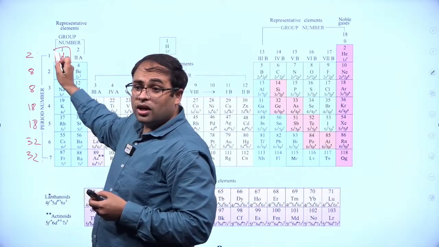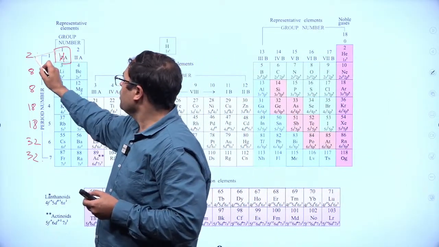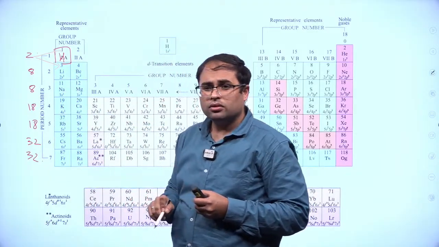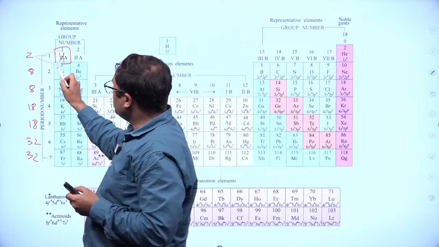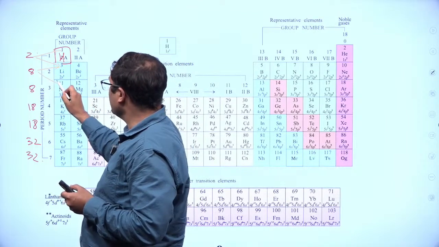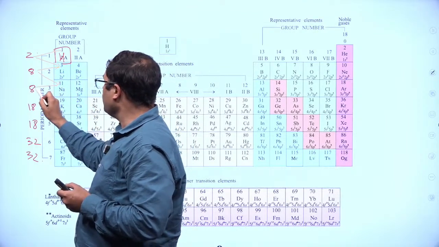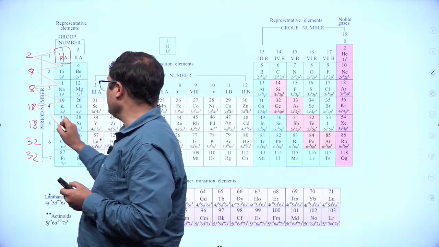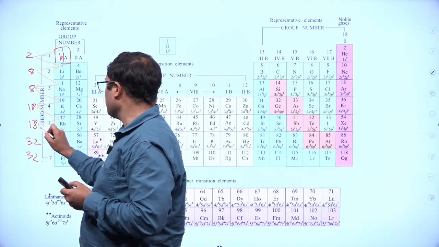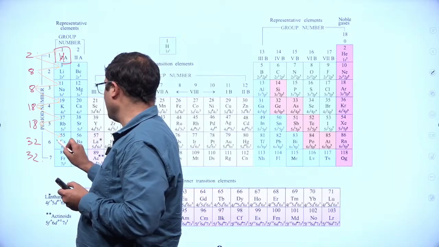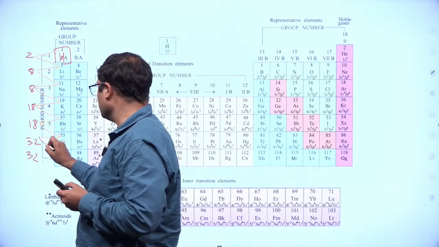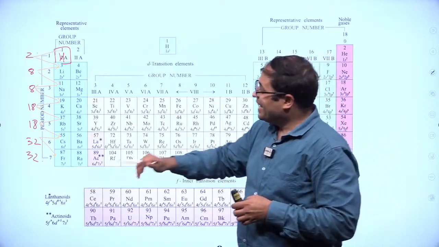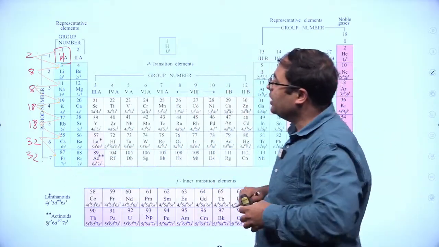So in 1, if you add 2, you will get 3, right? In 3, if you add 8, you will get 11. In 11, again you will add 8, you will get 19. In 19, add 18, you will get 37. In 37, you add 18, you will get 55. In 55, you add 32, you will get 87. So like this, you can get the atomic numbers from these numbers.